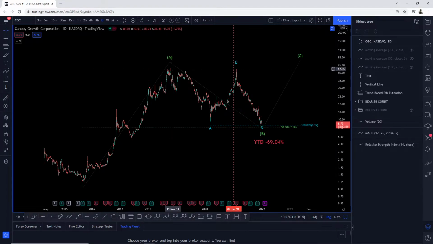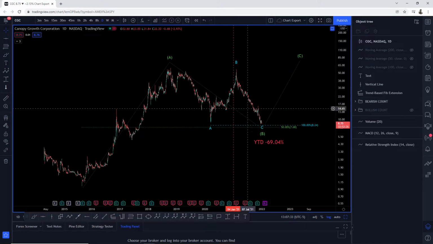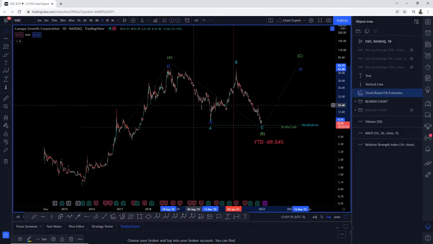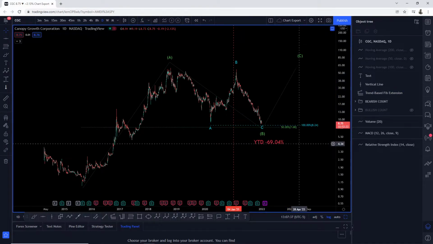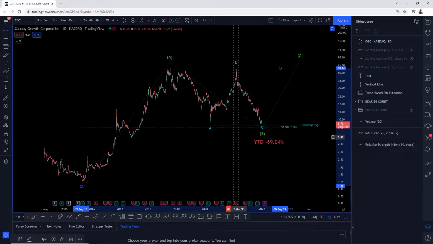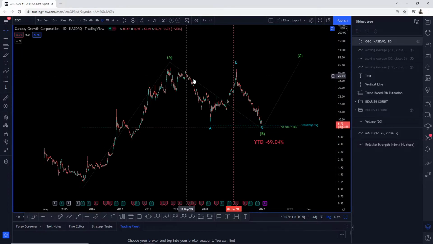What this means is that this is representing a three-wave pullback, 100% extension of wave A versus wave C. It's appropriate at 8.24. And then the 50% retracement of wave A to the wave B.